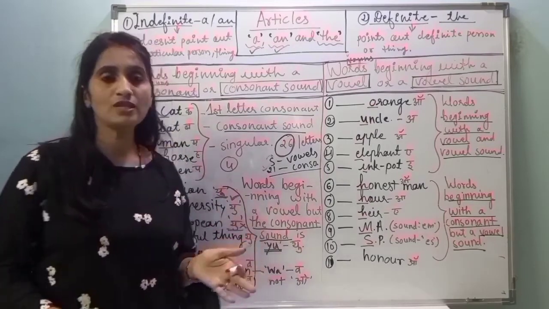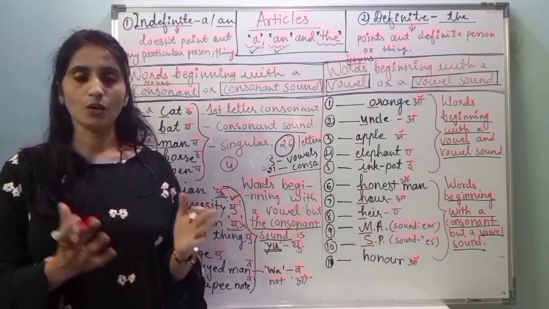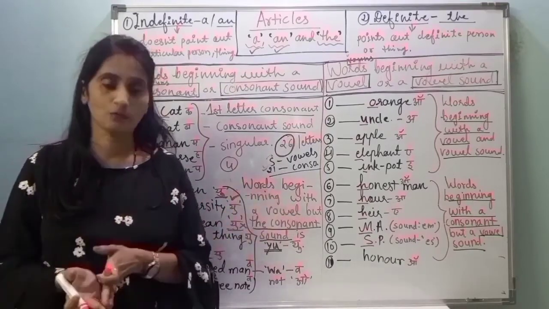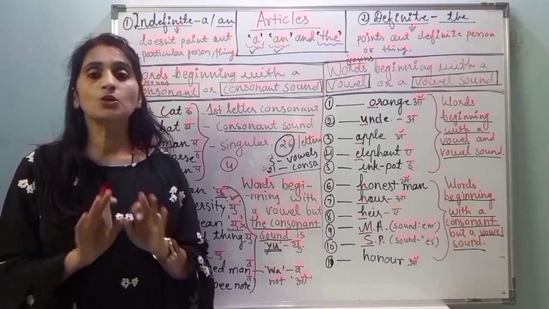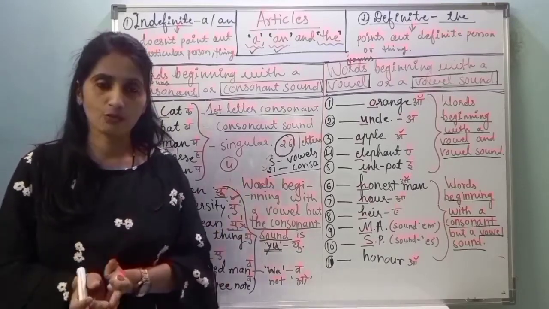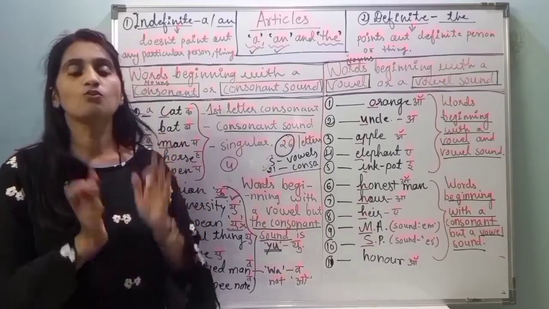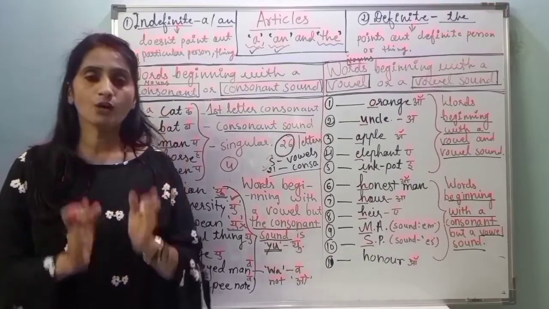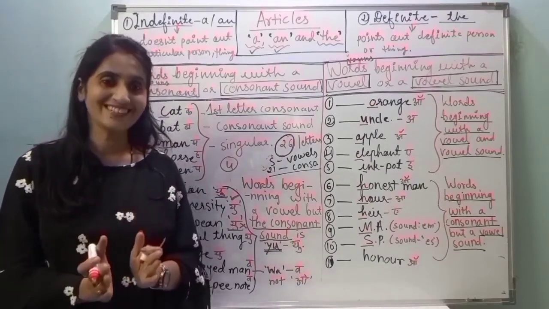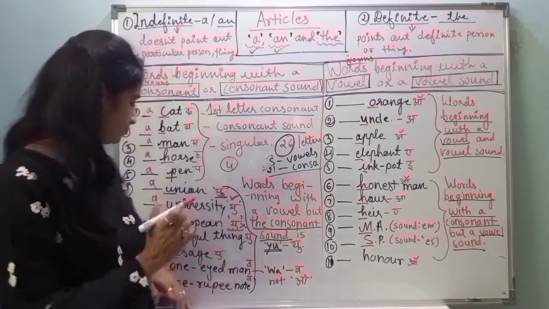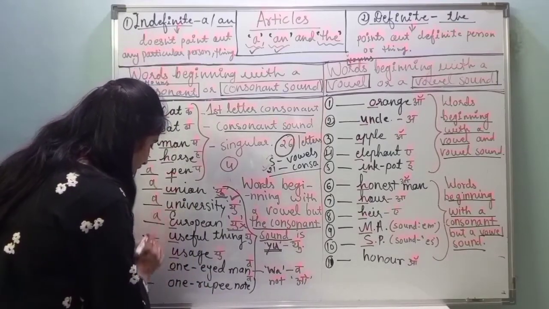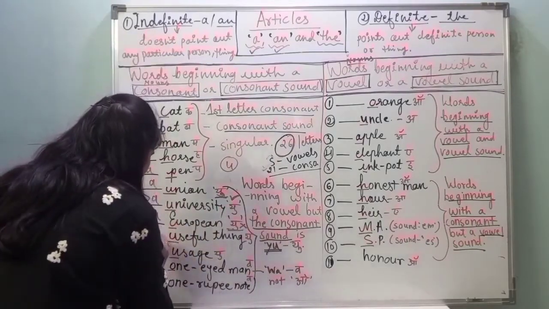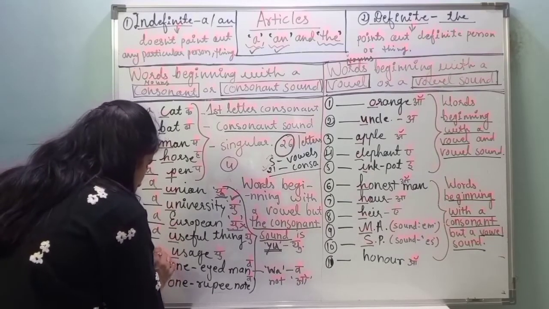Which sounds are the vowels? A, E, I, O, U. These are the sounds which are called the vowel sounds. And the sound U is not included in these sounds. Letter U is a vowel, but the sound U is not a vowel sound. And so, you have to make use of a here: a useful thing. Again, the same thing is here. And so, you have to say a useful thing, a usage.